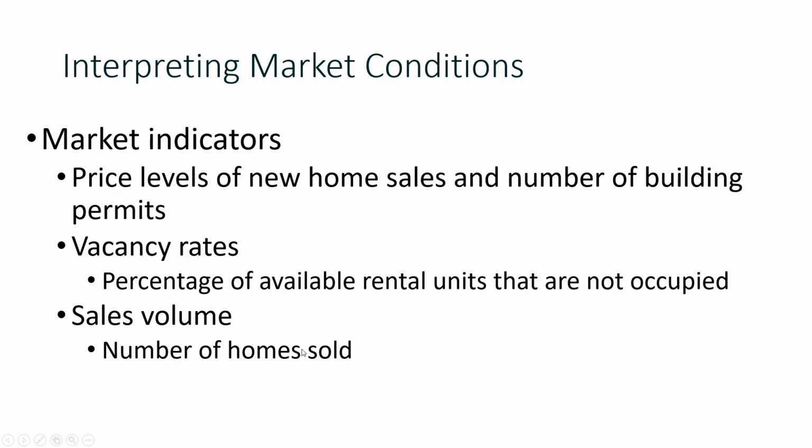When we want to look at the market conditions and understand what they're doing, interpreting market conditions, one of the things we look at are the market indicators such as price levels of new home sales, and the number of building permits will indicate what activity is going on out there to actually generate new homes. We also look at the vacancy rates of rental units, apartments and so forth, and we work out what the percentage of available rental units are that are not occupied. We also look at the sales volume in particular areas, zip codes, and generally the number of homes that have been sold in a particular price range in a particular period.